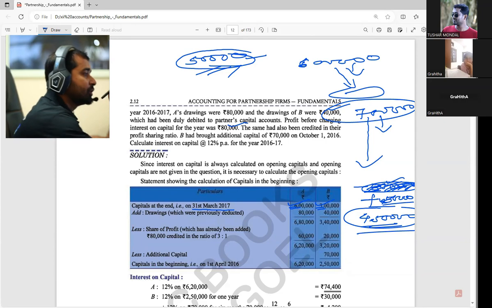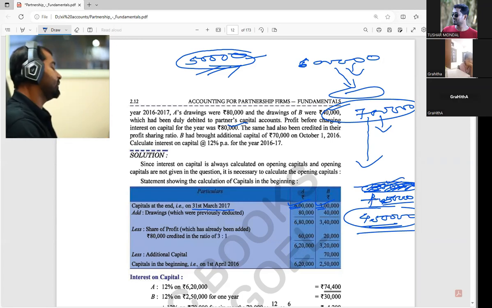So in this condition, if there are any drawings, I should add back. If there is any additional capital, I should subtract. Clear? If any drawings, add back. If any additional capital introduced, subtract. Now let's see one by one.